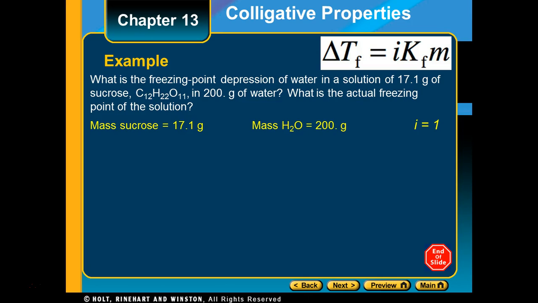i is 1. Some other stuff I can get, which is not given in the problem necessarily, but we just looked at it on the table. KF is 1.86 degrees Celsius per molal, and molar mass of sucrose is 342.30 just by adding up all those carbons, hydrogens, and oxygens. All right, first steps first.